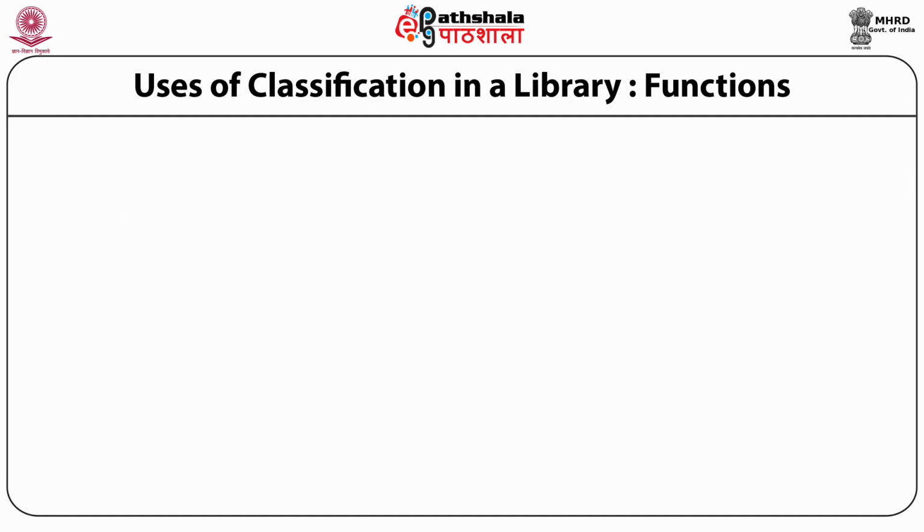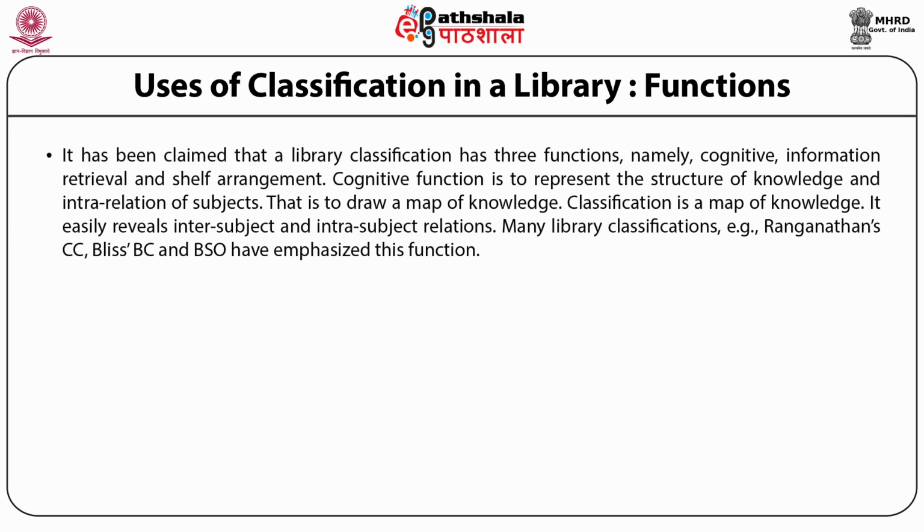Functions of classification in a library. It has been claimed that a library classification has three functions, namely cognitive, information retrieval, and shelf arrangement. Cognitive function is to represent the structure of knowledge and interrelation of subjects. This is to draw a map of knowledge. Classification is a map of knowledge indeed. It easily reveals intrasubject and intersubject relations.